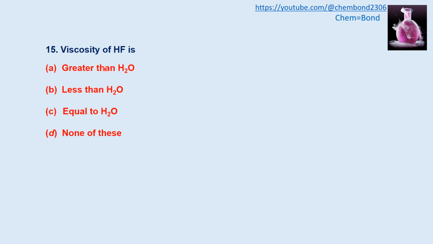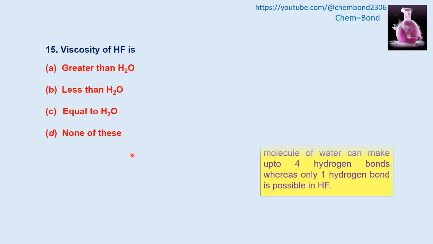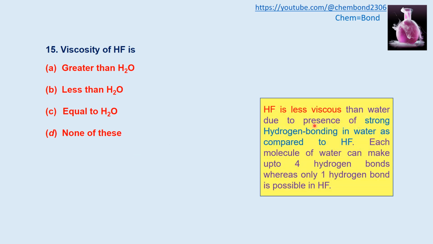The viscosity of hydrogen fluoride is greater than water, less than water, equal to water, or none of these. Hydrogen fluoride is less viscous than water due to the presence of strong hydrogen bonding in water as compared to HF. Each molecule of water will make up to 4 hydrogen bonds, while each molecule of HF will make only 1 hydrogen bond. Due to the greater number of hydrogen bonds between water molecules, water is more viscous as compared to HF. So the answer is less viscous than water.